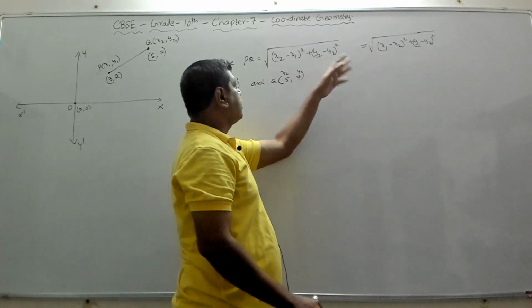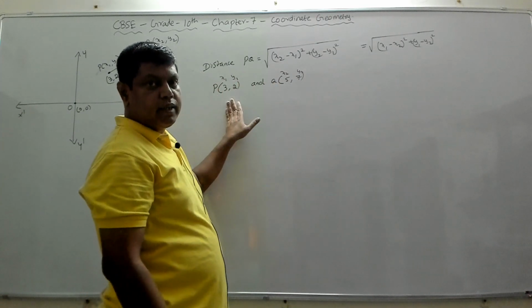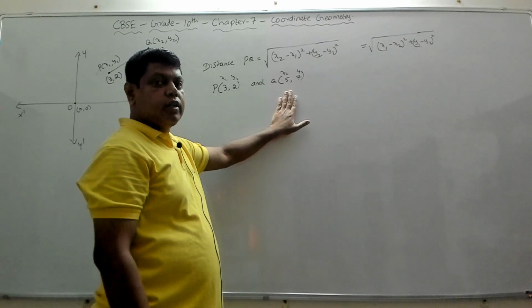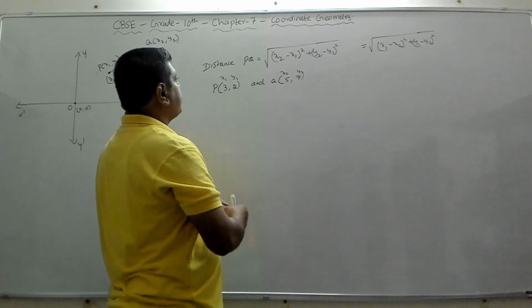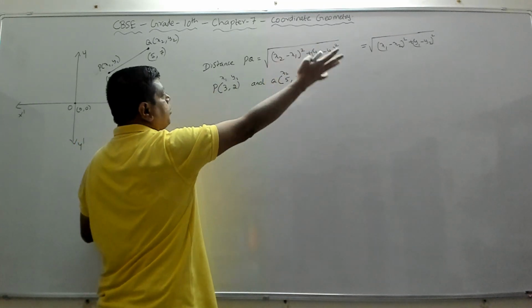You can use anything, because as I said, you can even swap the points. It doesn't matter. You can call this x2, y2 and this x1, y1. Fine. So we'll mostly use this formula: x2 minus x1 the whole square plus y2 minus y1 the whole square.